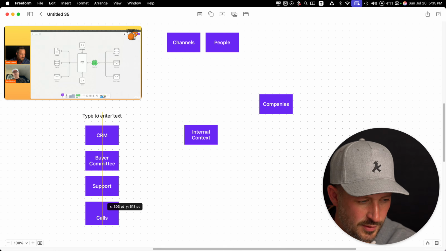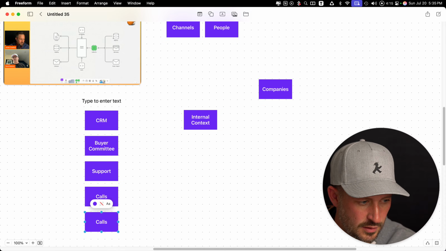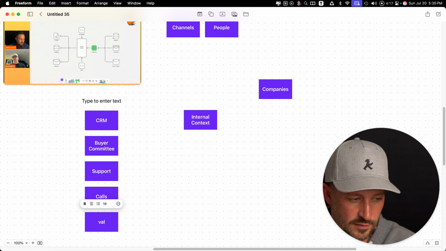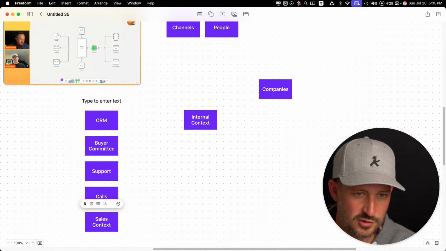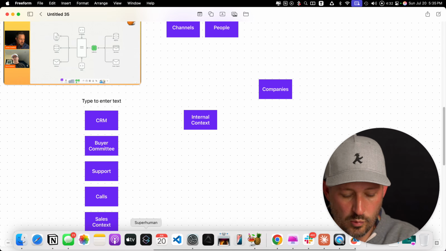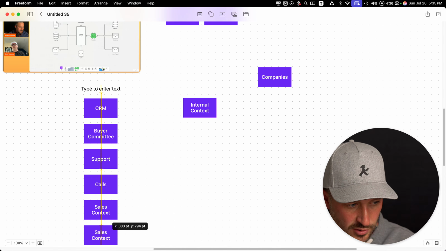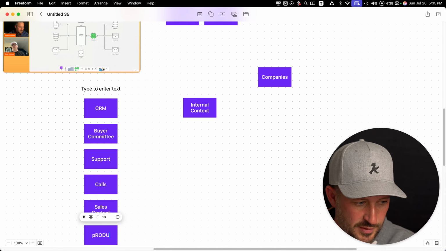And actually, there's probably one more thing, which is value prop. This could be sales context. And sales context could include value prop, what you sell to the buyer committee. This is probably also product, maybe also product positioning.